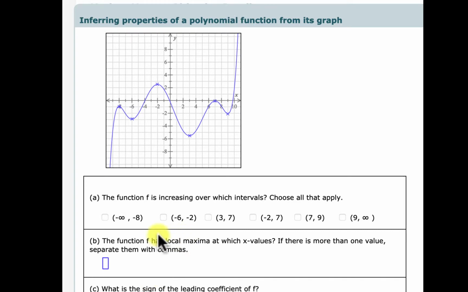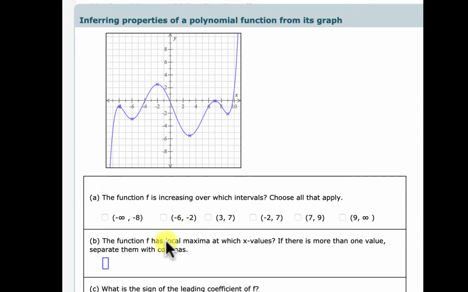And then the local maxima are going to be the hills. That means it has the biggest y value for a piece of the graph. It's a local maximum point if it's the highest point for a part of the graph. It's a local minimum point if it has the lowest y value for a part of the graph. But again, be careful with the wording. This particular question says "at which x values," so you're going to give the x values for your answers.